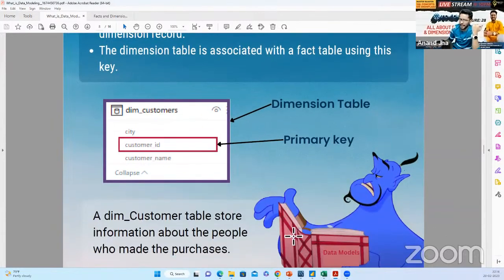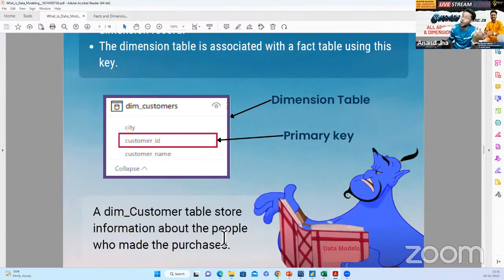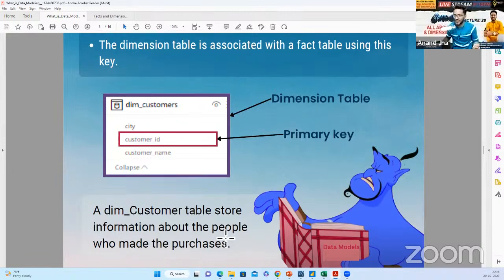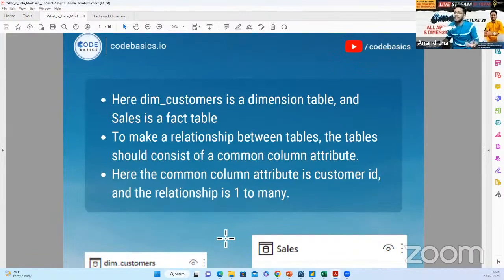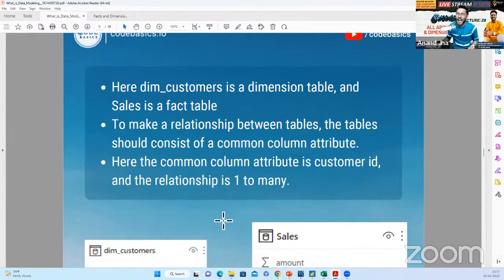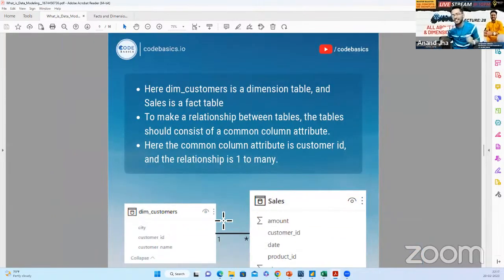Dimension table primary key. So a dimension table stores information about the people who made the purchase, not what they purchased. Who made the purchase? Here, dimension customer is a dimension table and sales is a fact table.